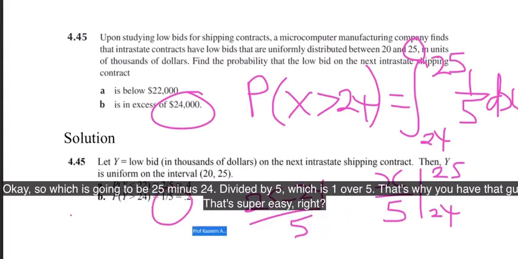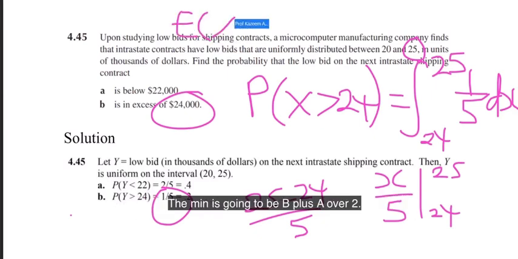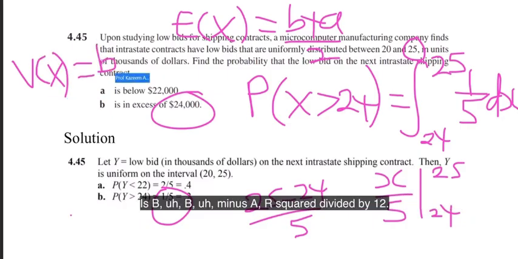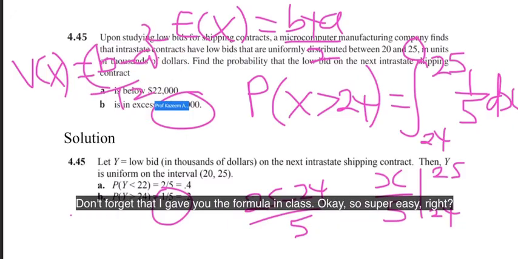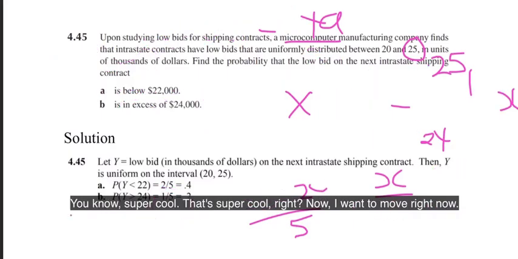That's super easy, right? And what if they also ask you to find the mean? Don't forget that you can be asked to find the mean. The mean is going to be b plus a over 2, so 25 plus 20 divided by 2. What if they ask you to find the variance? It is b minus a, all squared, divided by 12. Don't forget that I gave you the formula in class. So super easy, right? Super cool.